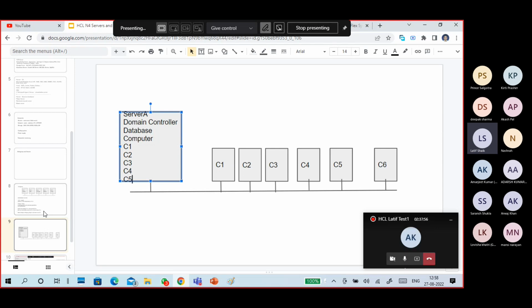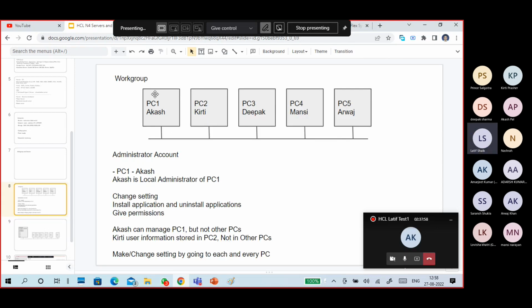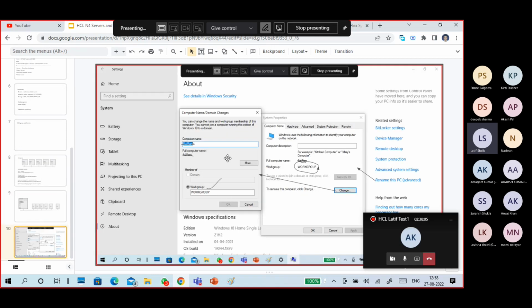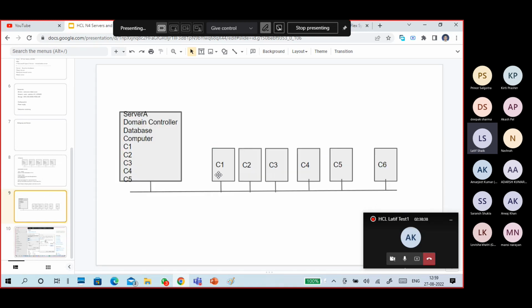Now the C1 computer, earlier it was an individual PC. Now it is in the domain. How to join the domain? I already gave a picture. Here it is. Can you see this picture? You have to change to member of domain. Earlier you were a member of workgroup. Now go to member of domain and give the domain name. The entire domain has some name. Put that domain name and click OK, authenticate and join. Once you are joined, you are a member of the domain.